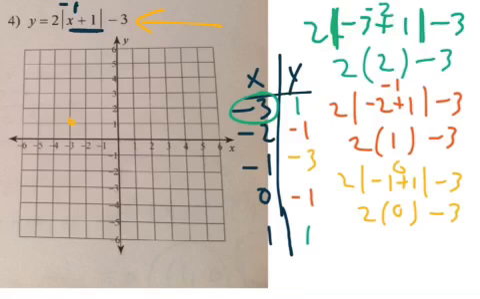-3 is 1. -2, -1, -1, -3, 0, -1, and 1, 1 is right there. And I can't emphasize enough that you will always get a V shape when you're doing absolute values. You always will get a V shape. Now, what I'm going to do next, pause the video, by the way, if you need to.